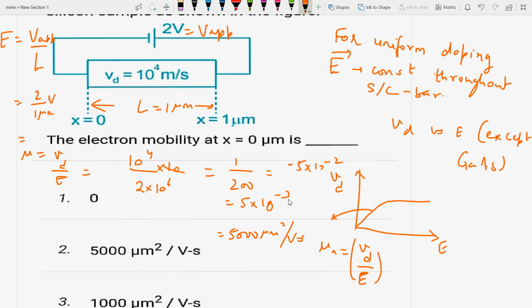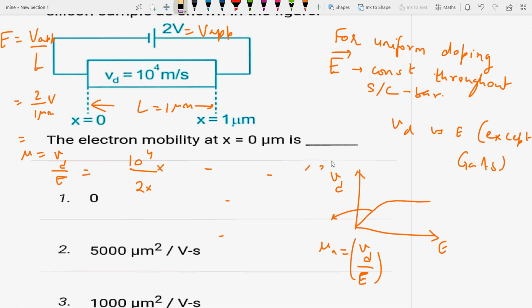So this is like this way, okay, because micrometer square per volt per second is the unit of mobility, okay. Yeah, but it should be 10 to the power 4 into 2. No, 10 to the power, let me check one thing. Let me check if it is wrong. 1 minute, okay.